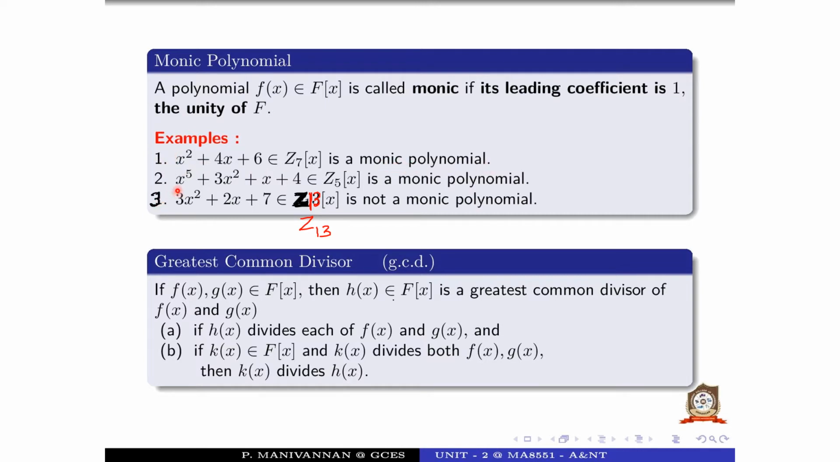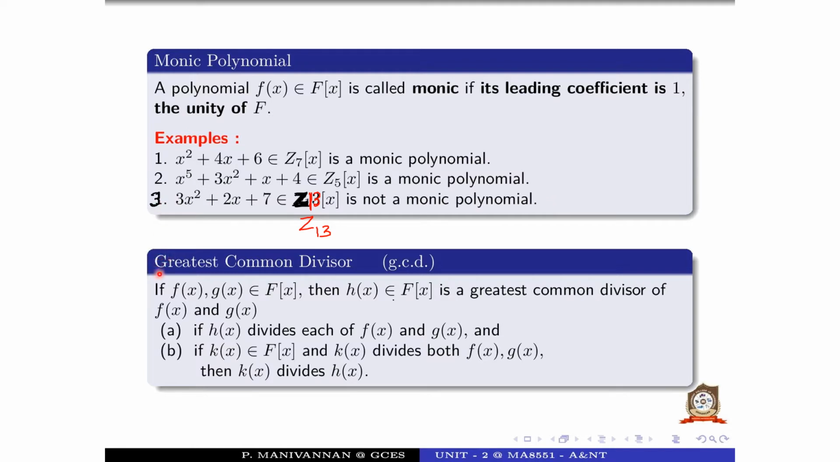The second example: x power 5 plus 3x squared plus x plus 4 belongs to Z5. Its coefficients belong to Z5. Therefore, it is a polynomial in Z5[x]. The leading coefficient is 1. Therefore, it is a monic polynomial. The third example: 3x squared plus 2x plus 7 belongs to Z13[x], whose coefficients belong to Z13. Therefore, it is a polynomial, but its leading coefficient is 3. Therefore, it is not a monic polynomial.